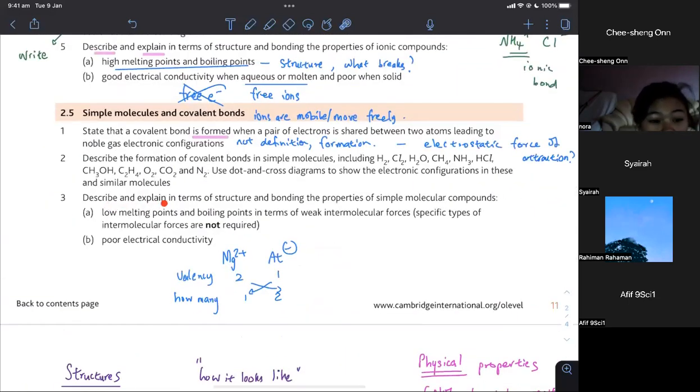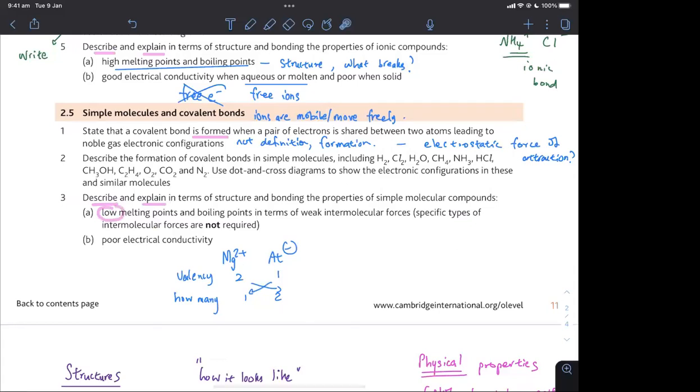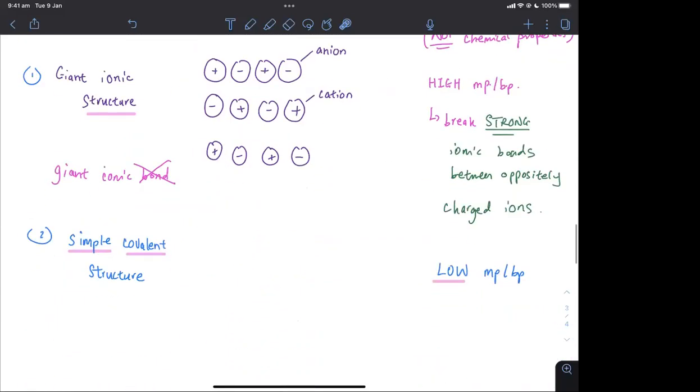Describe and explain the properties of simple molecular compounds. The moment you see low melting and boiling point, it has to do with simple covalent molecules. Poor electrical conductivity: does not conduct when solid, does not conduct when liquid, aqueous or gas, does not conduct at all. Okay, definitely covalent.